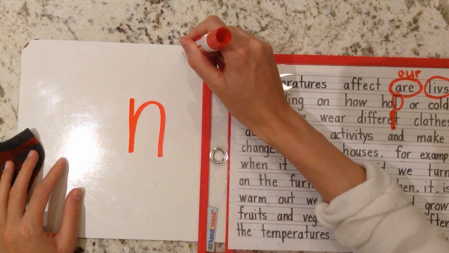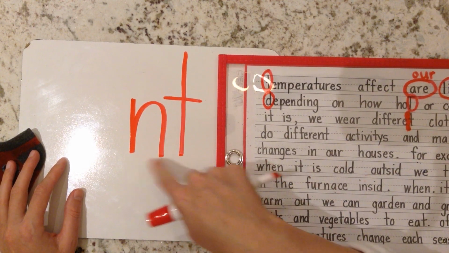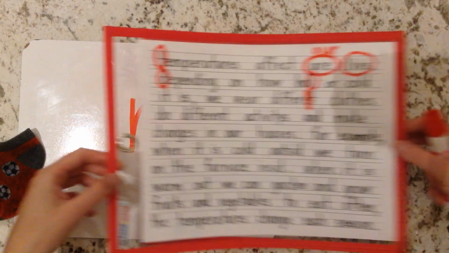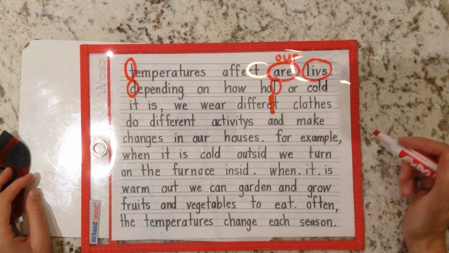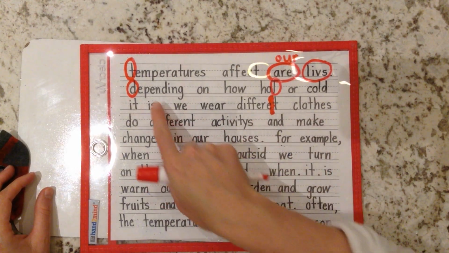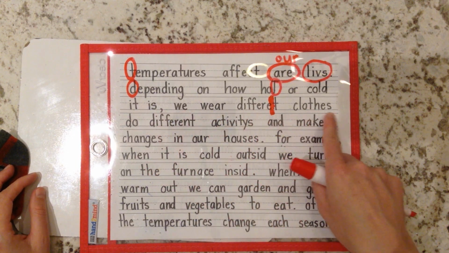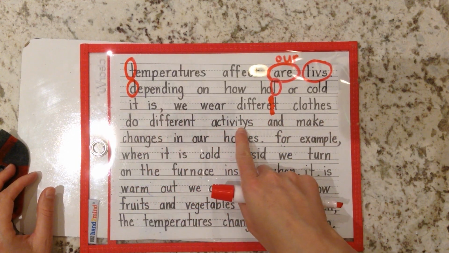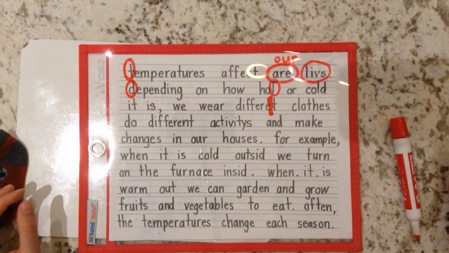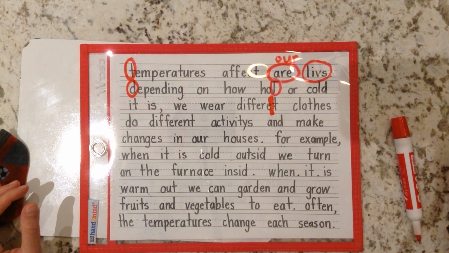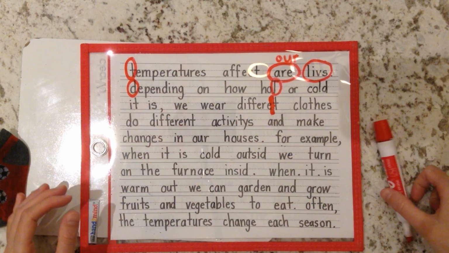In fact, N and T go together to make an ending blend on words. They sound like this. When you say the word different, you can hear the ending blend. Different. Let's go back to the beginning of that sentence. Depending on how hot or cold it is, we wear different clothes, do different activities, and make changes in our houses. In this sentence, I'm giving different examples of things people do when the temperatures change. Every time I give a new example in my list, I should have a comma.